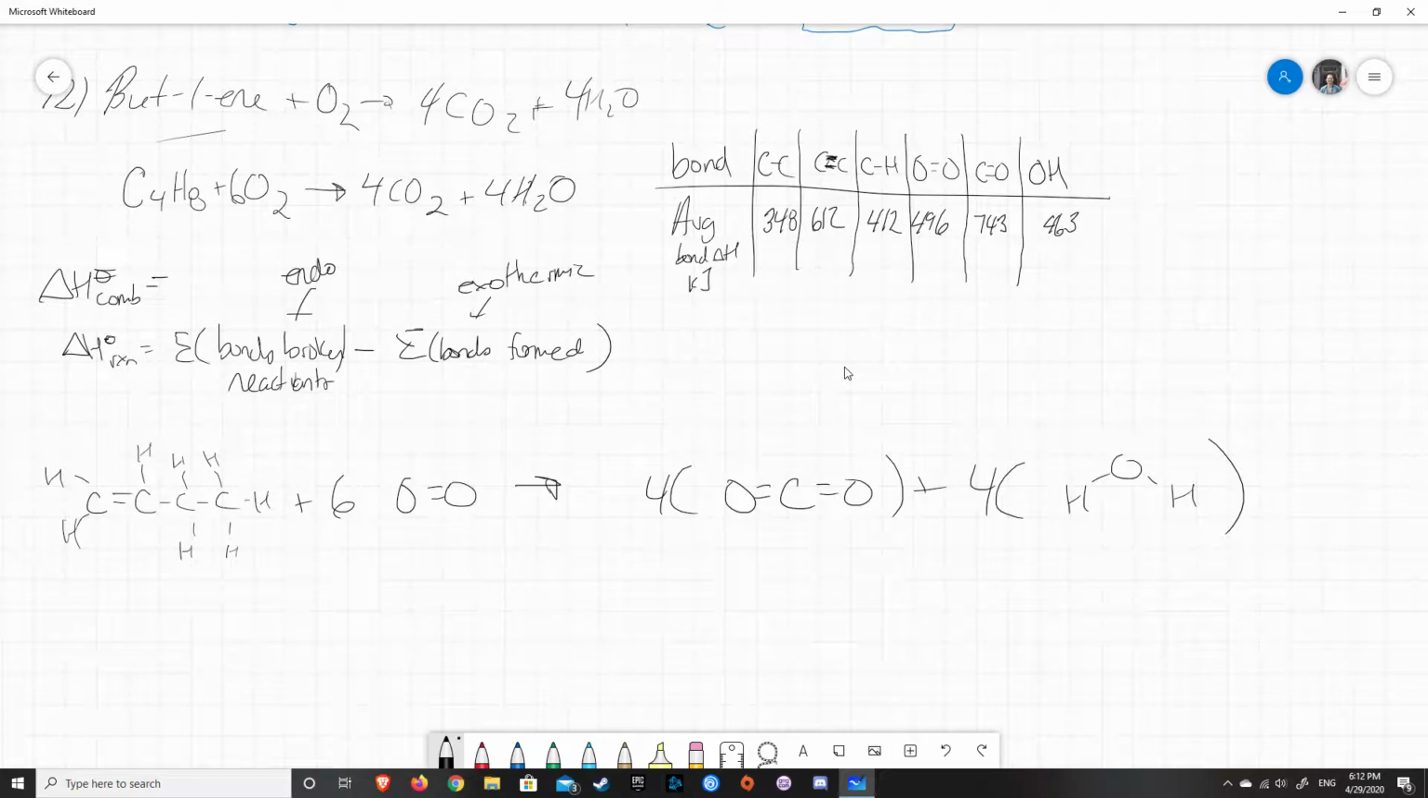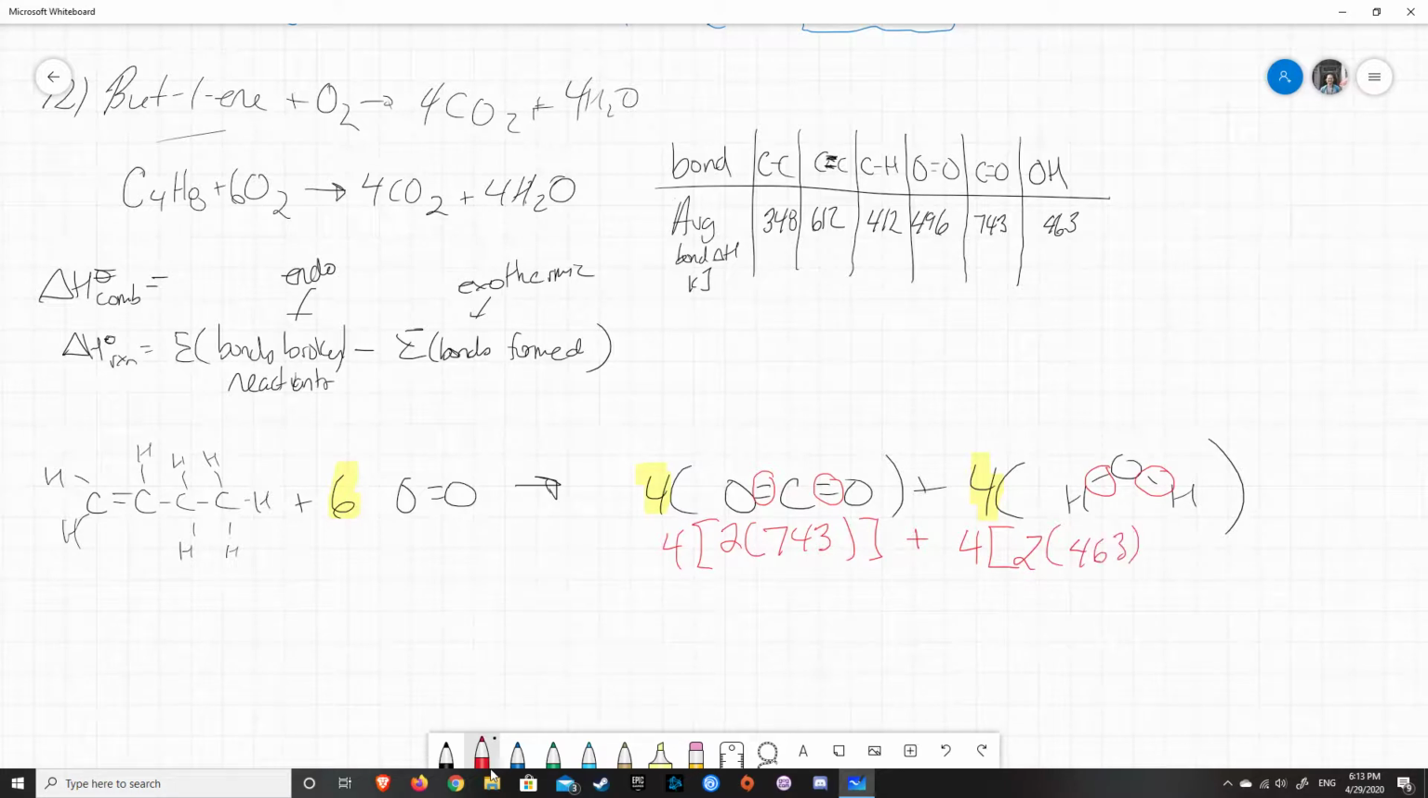Now we can see what bonds there are, and already I've written in front of them how many, because that's the factor we need to multiply by. We've got a 1 before here, we just can't see it. So we've got 2 carbon-oxygen double bonds, so 2 times 743, and we need to multiply all of that by 4. Plus 4 times 2 oxygen-hydrogen bonds, so 2 times 463. And then we're minusing that off.